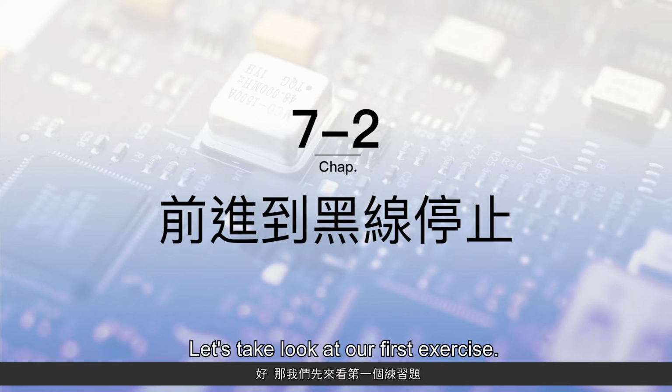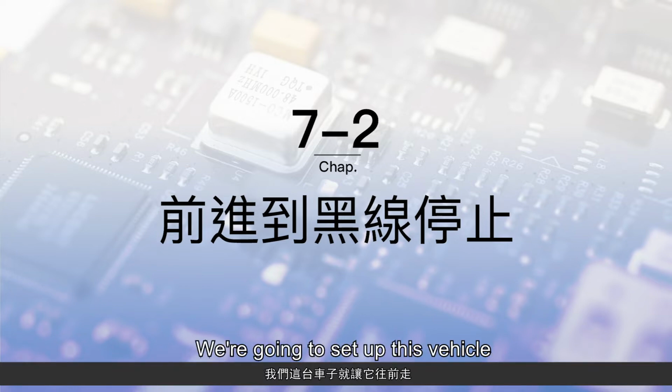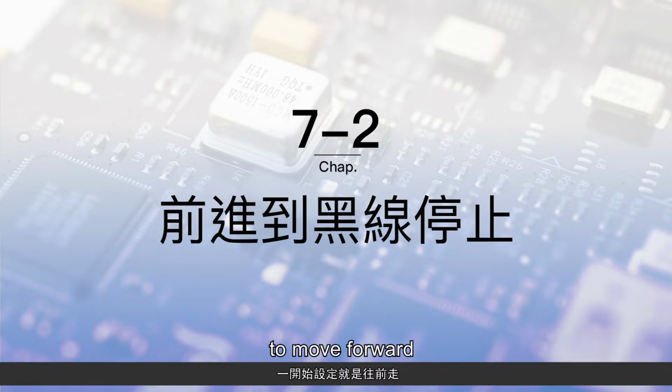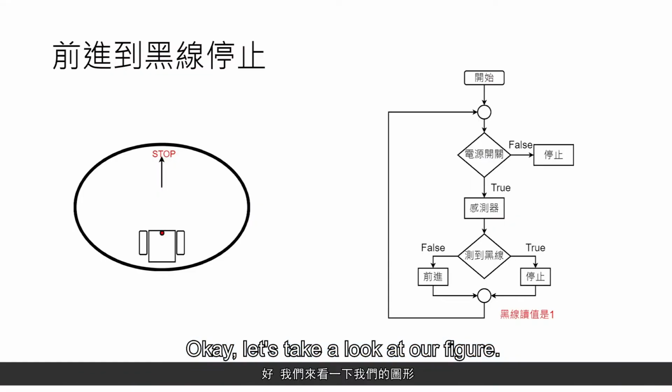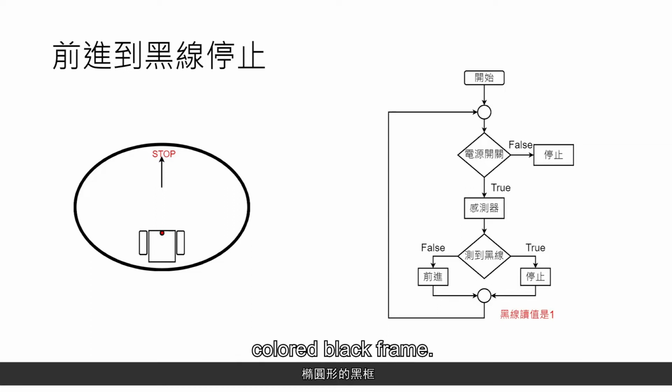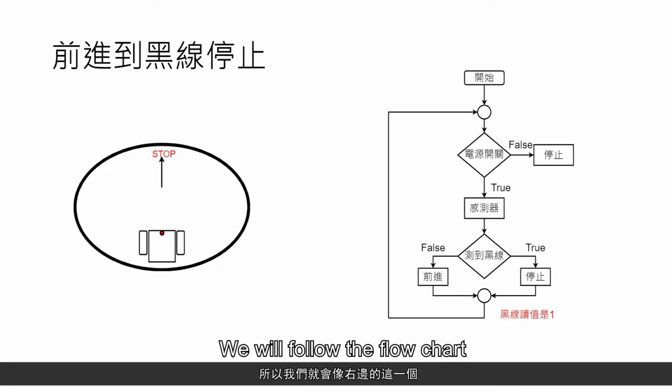Let's take a look at our first exercise. You'll be given a vehicle. We're going to set up this vehicle to move forward and then stop if it encounters a black line. Okay, let's take a look at our figure. It looks like this. It's a vehicle. We'll give you an oval-shaped frame colored black. When the vehicle moves forward and encounters the black line, it will stop. We will follow the flowchart on the right.